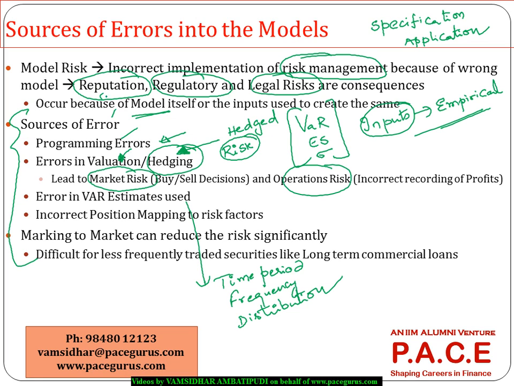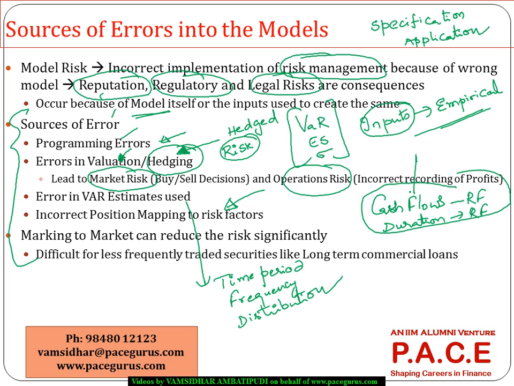But overall, there is also incorrect position mapping. So how do I map the position? Do I map the cash flows to the risk factors, or do I map the duration or convexity of the instruments to the risk factors? So what should be the typical underlying positions characteristic that I map to the risk factors? That is also one more area that could lead to a model risk.